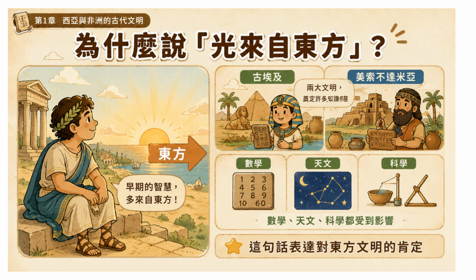This sentence shows how people in the ancient Mediterranean world respected Eastern civilizations. In the picture, the figure looks toward the east, where Egypt and Mesopotamia developed early. These civilizations influenced areas such as mathematics, astronomy, and science. The images here are illustrations, not actual historical photos. The main idea is that early knowledge from the East helped shape later civilizations.